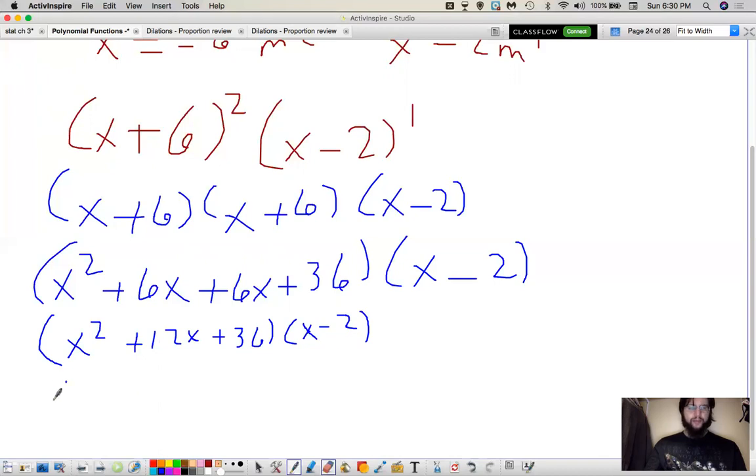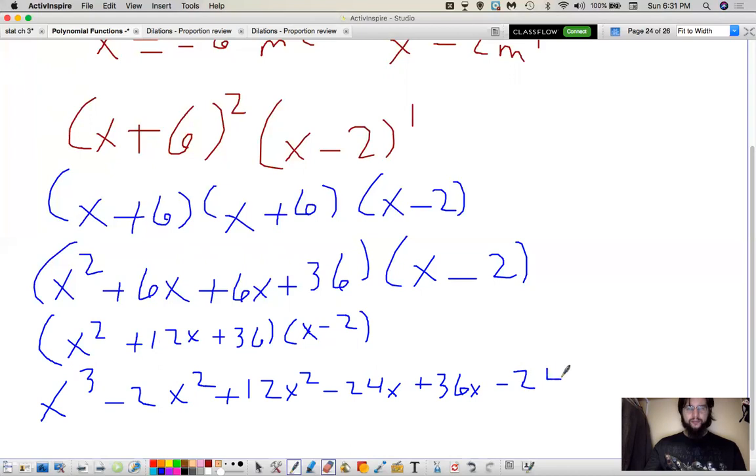Let's go. x cubed minus 2x squared plus 12x squared minus 24x plus 36x minus 24x. Wait. Hang on, guys. Sorry. I went backwards here. Rewind.